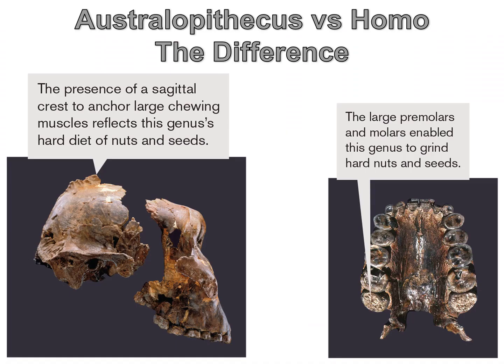So if we look at some of the differences that we see in those earlier Australopithecines that we talked about versus the genus Homo, if we look at an Australopithecine, there's the presence of that sagittal crest at the top of the skull, which anchors very large chewing muscles, and it really reflects the genus's diet of very, very hard nuts and seeds and rooty vegetables, right? The large premolars and molars enabled Australopithecines to grind those hard nuts and seeds, right? So this is why we really think that megadontia, or those very enlarged back teeth, occurred.